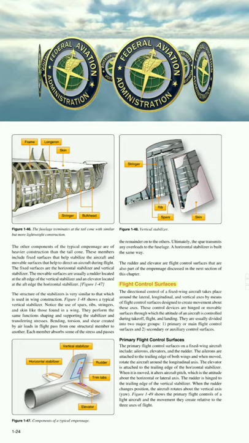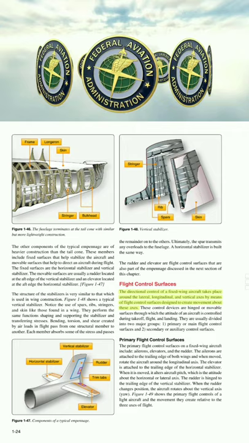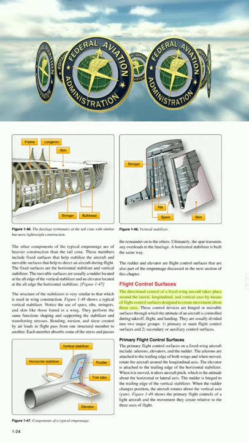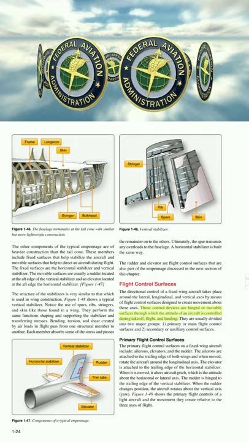The directional control of a fixed-wing aircraft takes place around the lateral, longitudinal, and vertical axes by means of flight control surfaces designed to create movement about these axes. These control devices are hinged, or movable surfaces through which the attitude of an aircraft is controlled during takeoff, flight, and landing. They are usually divided into two major groups.